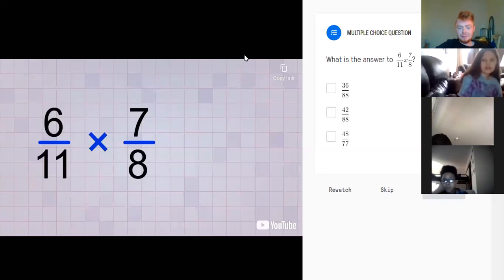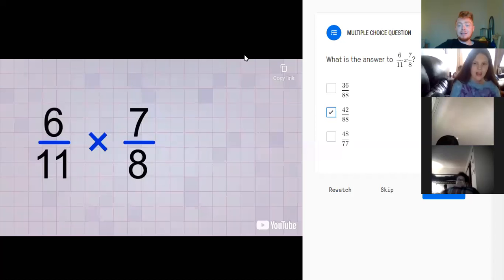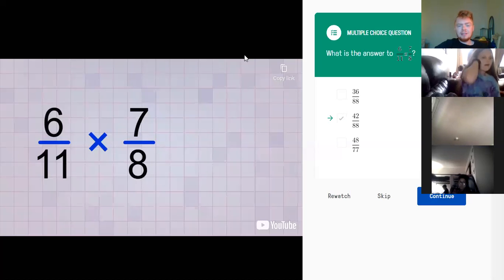It's 42 over 80. Yes, because again, just multiply across. She did 6 times 7, 11 times 8. Boom, done. Guys, so far it seems very easy, but we've never done this before, correct?